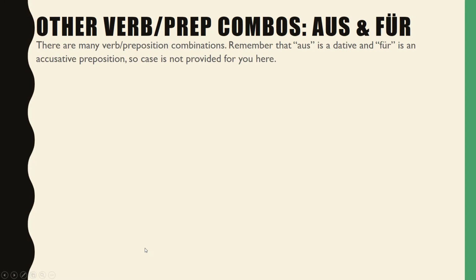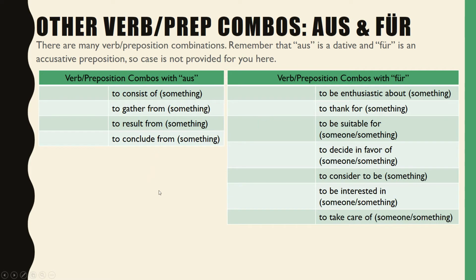Next we have aus and für. There are many verb preposition combinations. Remember that aus is a dative and für is an accusative preposition, so case is not provided for you here. If you wish to pause the video to use this for practice, do so now.